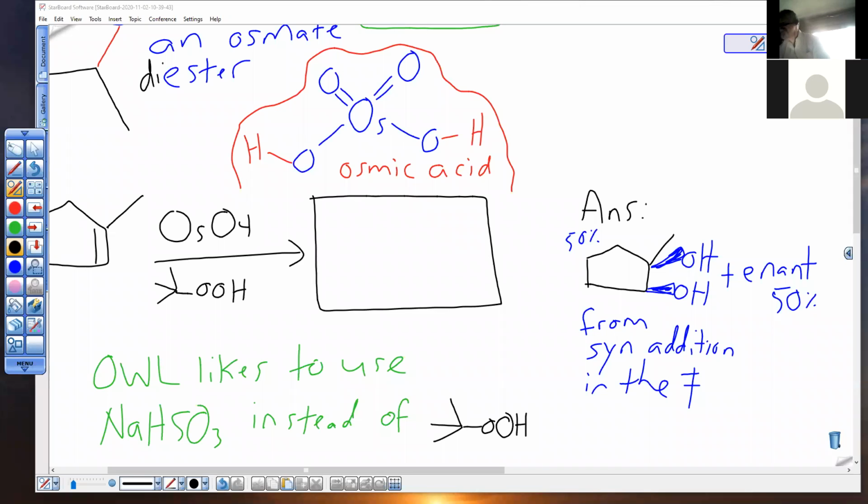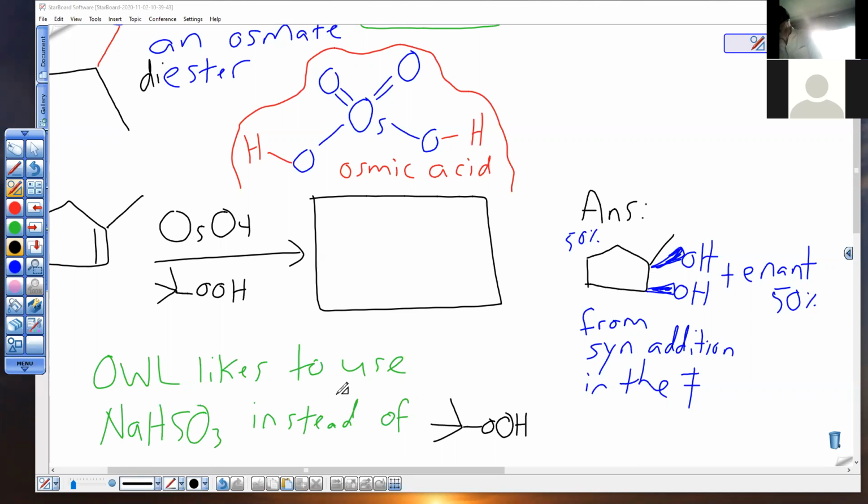And here we go. One thing I should mention before moving on to the next reaction with ozone is that you will encounter at OWL, they like to follow osmium tetroxide or osmium 8 oxide with sodium hydrogen sulfite instead, also known as sodium bisulfite. It just replaces tert-butyl hydrogen peroxide. It doesn't render osmium into a catalyst, but it achieves the same result.